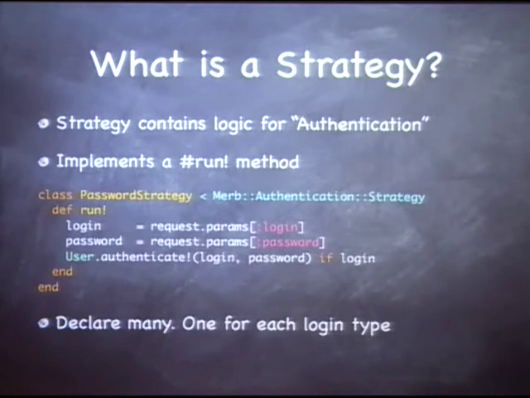So what's a strategy? I've talked a lot about these cascading strategies, and you can use multiples, one after the other. A strategy is whatever you want it to be. It's just a class that inherits from Merb authentication strategy that has a run method, or run bang method. You can put as much arbitrary logic as you like into it. It's just a class, right? So you can write your own.